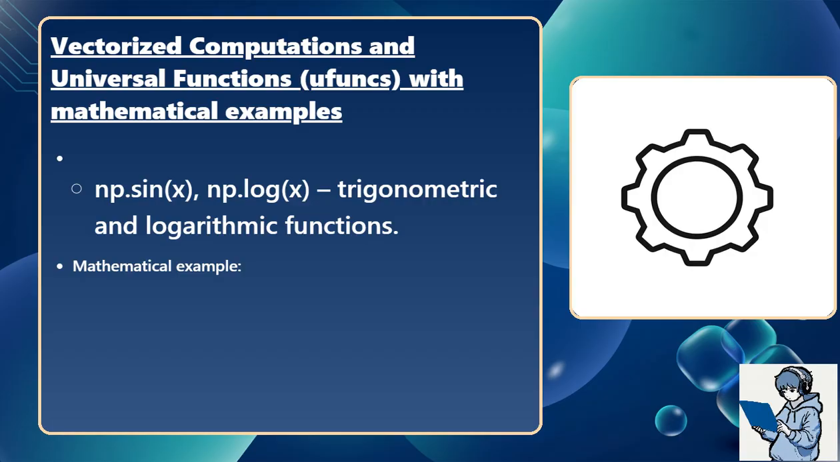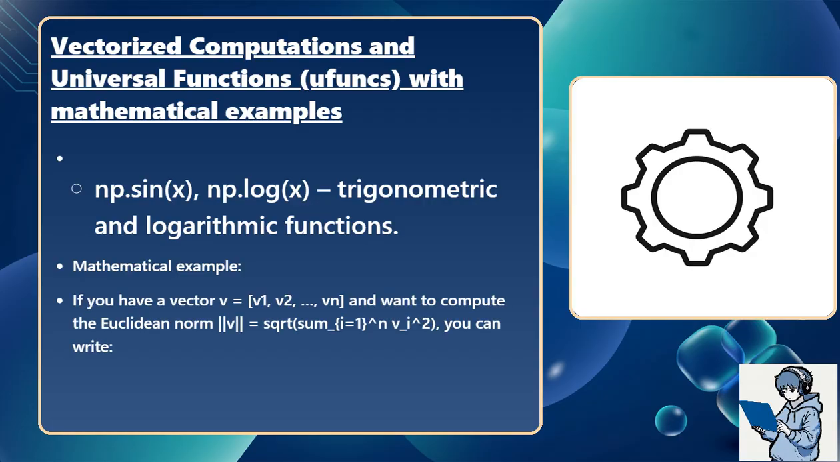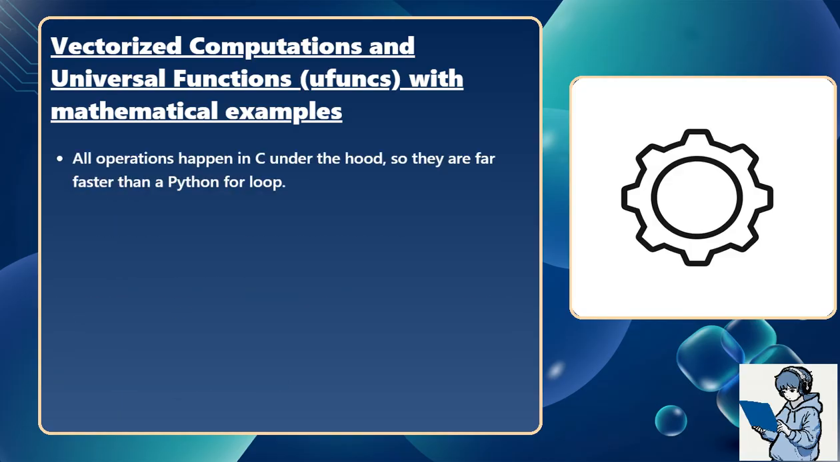Mathematical example. If you have a vector v of v sub 1, v sub 2 through v sub n, and want to compute the Euclidean norm, the norm equals the square root of the sum from i equals 1 to n of v sub i squared. You can write norm equals np.sqrt(np.sum(v**2)). All operations happen in C under the hood, so they are far faster than a Python for loop. The key idea: operate on whole arrays at once, not element by element.